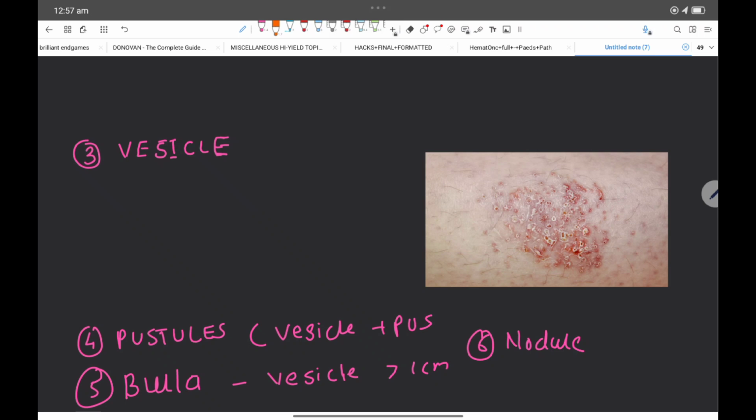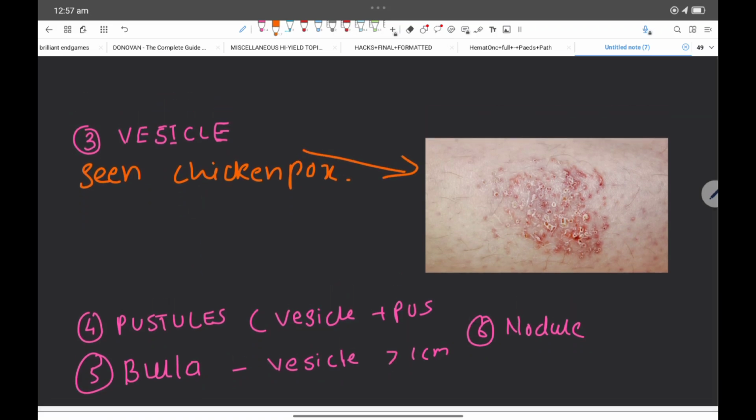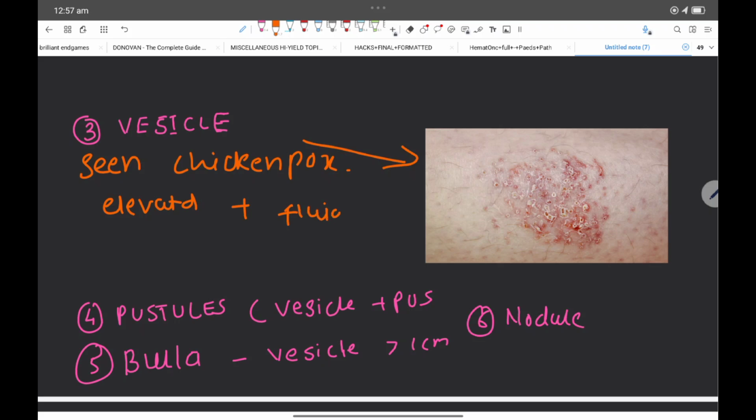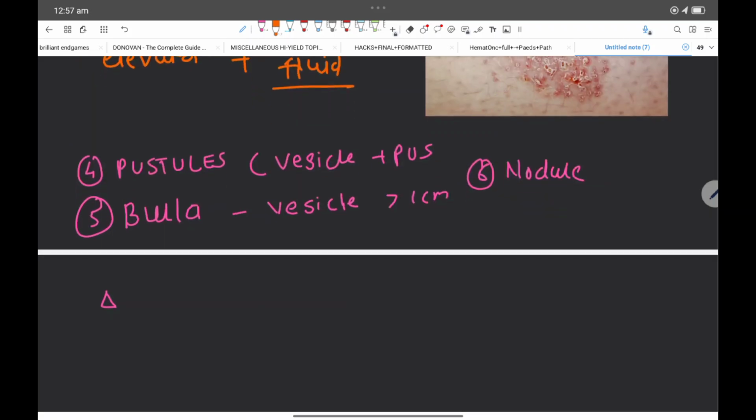This is a vesicle, generally seen in chickenpox. It is elevated and contains fluid. Similarly, pustule is a vesicle plus pus. Bulla is a vesicle more than 1 centimeter, and nodule is deep seated.